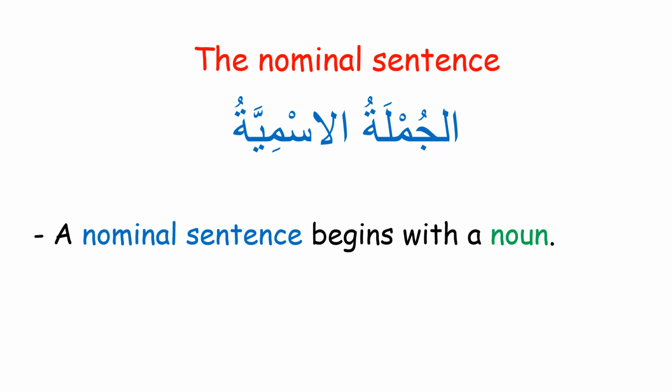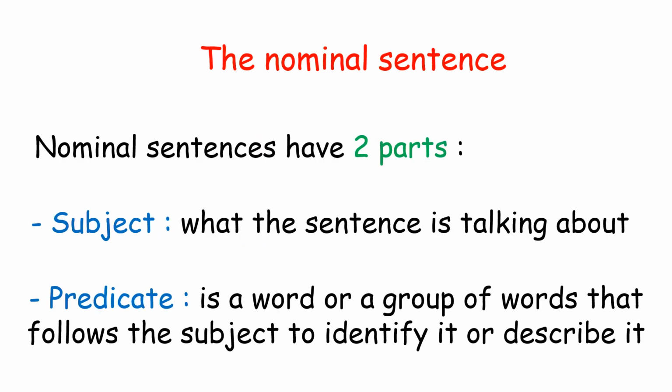As previously mentioned, the nominal sentence, or let's say الجملة الاسمية, is a sentence that begins with a noun, and it has two parts, a subject and a predicate. The subject is called المبتدأ, and it's what the sentence is talking about, and the predicate is called الخبر, which literally means a piece of news, and it provides information about or a description of the subject.